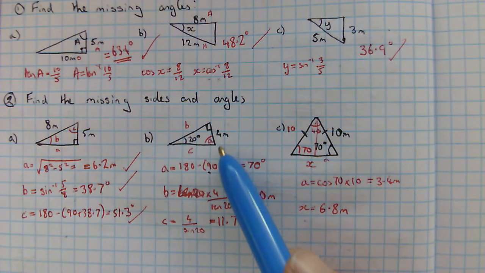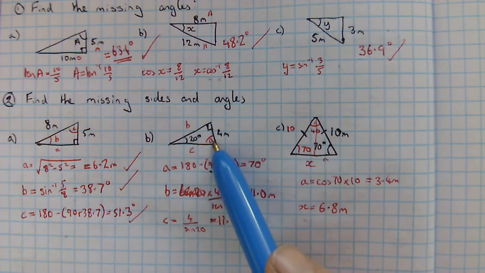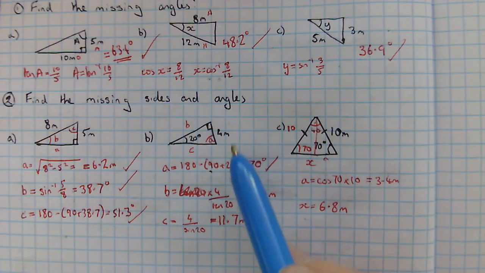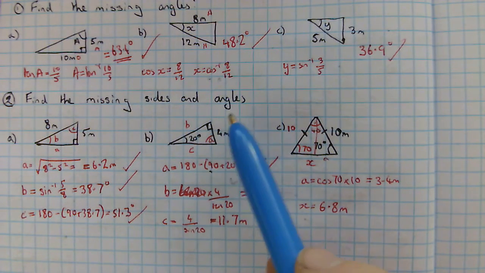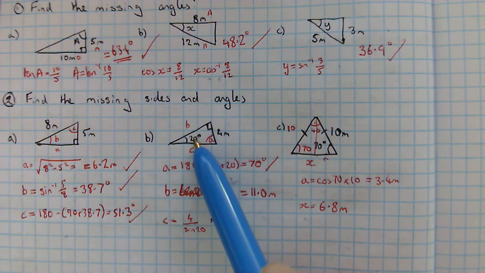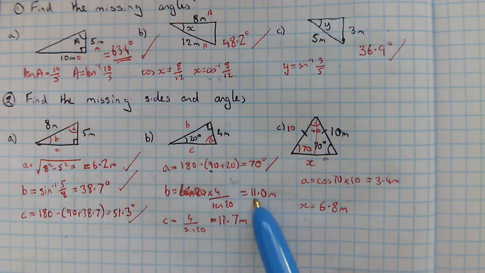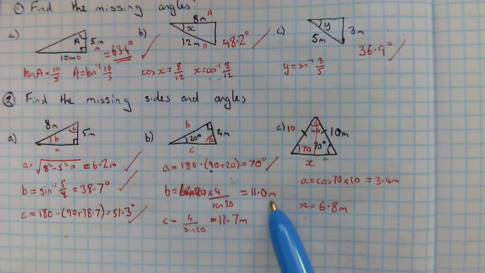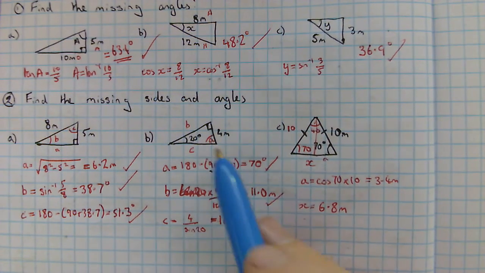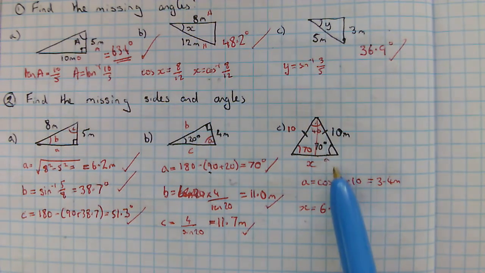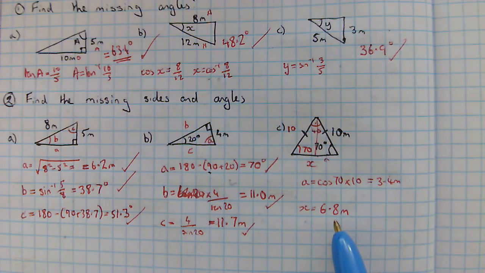For part B, I've used my sum of angles in a triangle to find out that this angle is 70 degrees. I then used the tan ratio using 4 and B to find that B was 4 over tan 20, which is 11.0 meters, and C was 11.7 meters. You could have done it in a different way using this angle that you'd already discovered. The fact this is an isosceles triangle tells me this is 70 and this must be 40 to make the angles add up to 180 degrees.